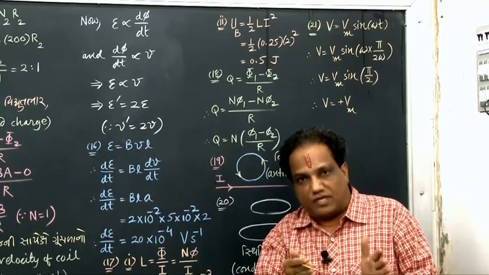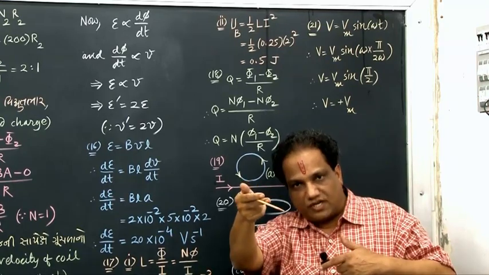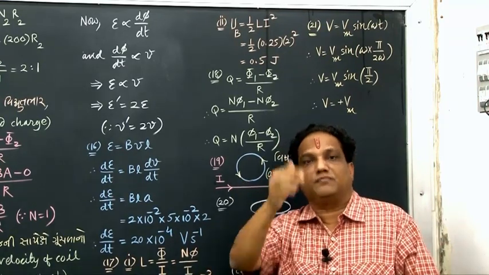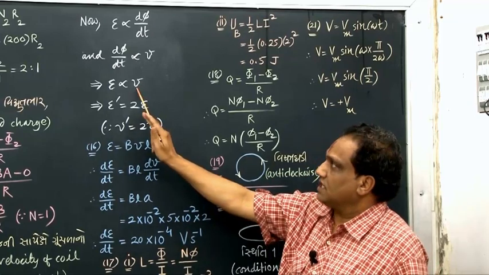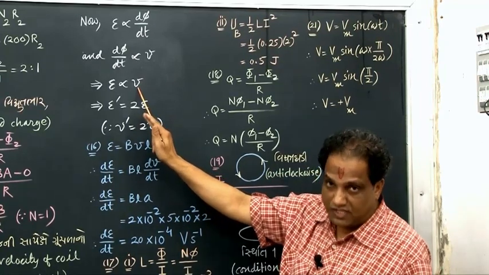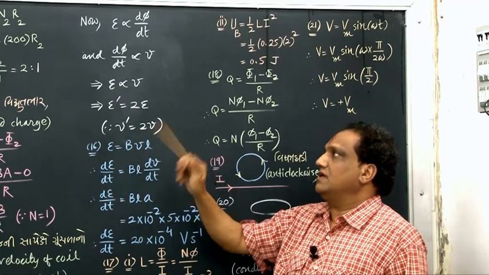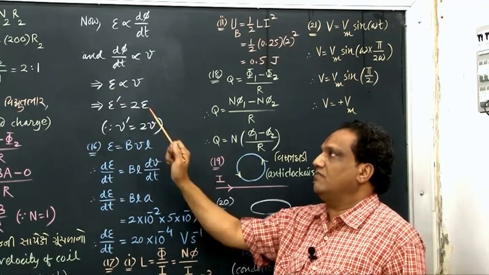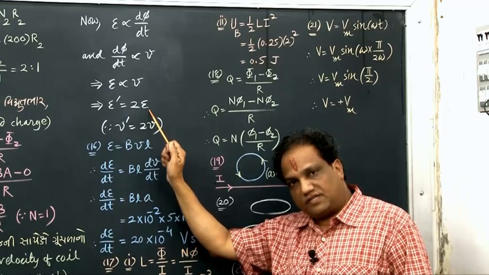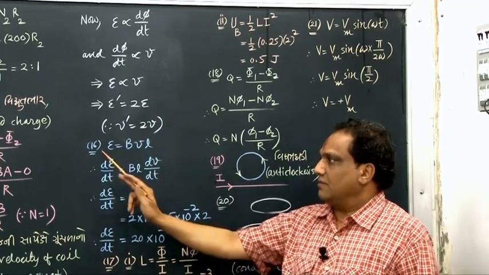So compared to the initial condition, the relative velocity has become double. Because this has become double, naturally this also will be double. So earlier EMF was E, now it will become 2E, correct? Fine. Read number 16 now.